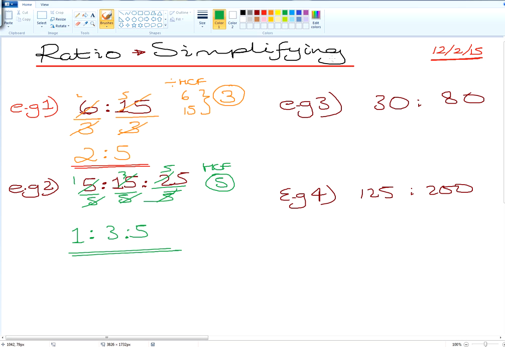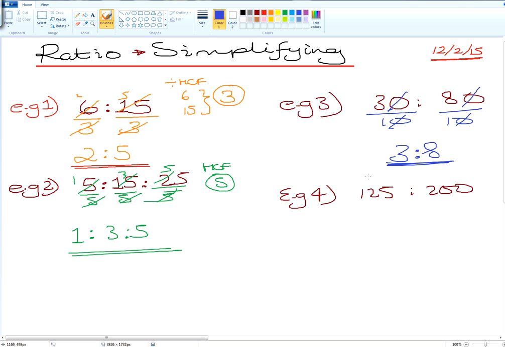Some of the students are getting really excited with ratio. Okay, 30 and 80. The thing that we can see straight away, the highest common factor by looking at it, Mr. Bilal, will be what? Just by looking at the numbers there, 10. So we divide this by 10, divide that by 10, and that gives us a remaining answer of 3 ratio 8.